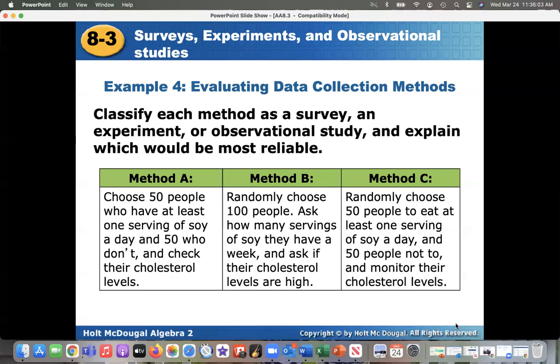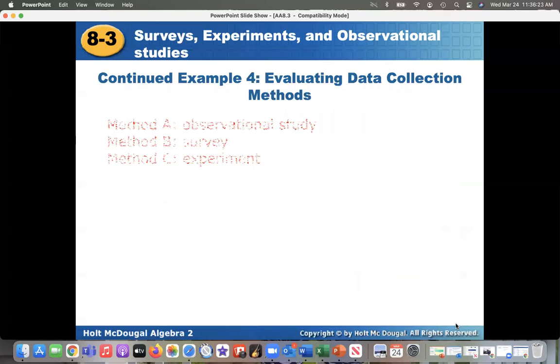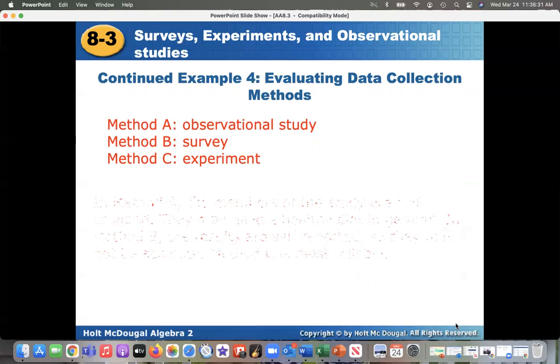That means method C has to be a what? Experiment. What makes it an experiment? It is an experiment, but what makes it an experiment? The treatment. You have a treatment group, control group, and then you're going to compare down the line. Okay? And that's exactly what we decided, right? Method A was an observational study, B was a survey, C was an experiment.